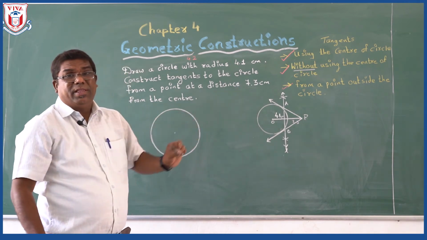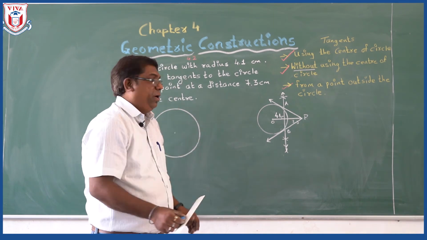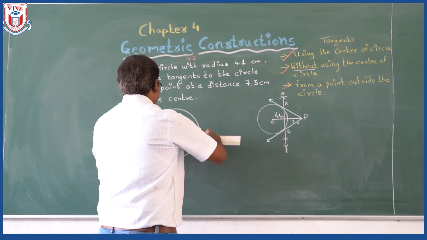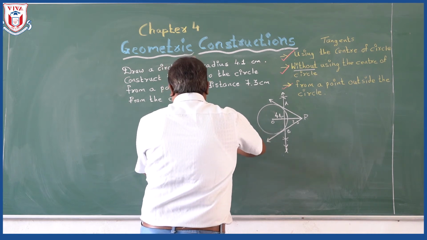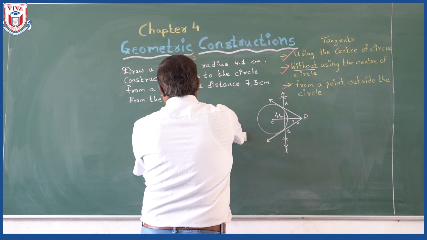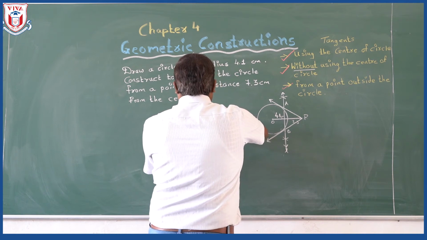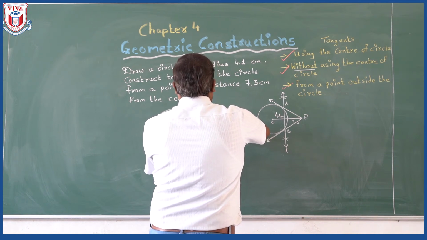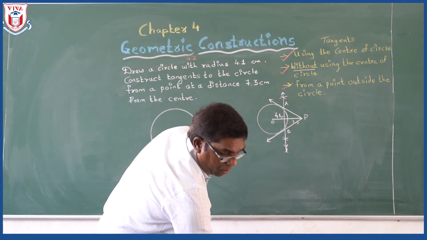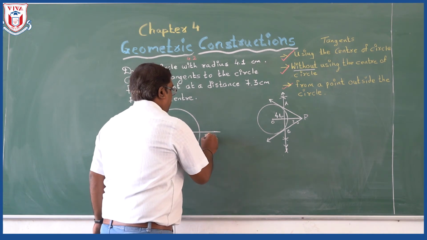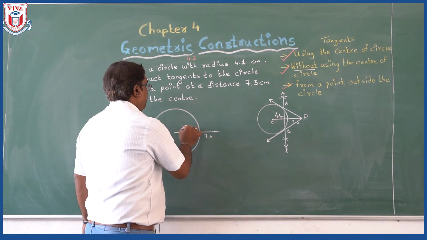from a point at a distance of 7.3 centimeters from the center. You are supposed to take a line further, that is 7.3. Just measure it out, 7.3. This is my 7.3. This is my 4.1.